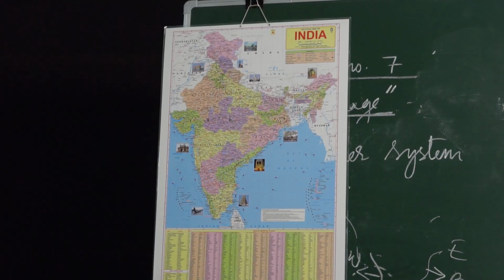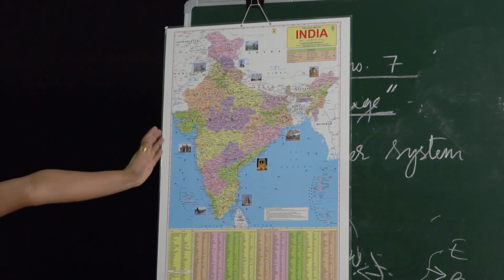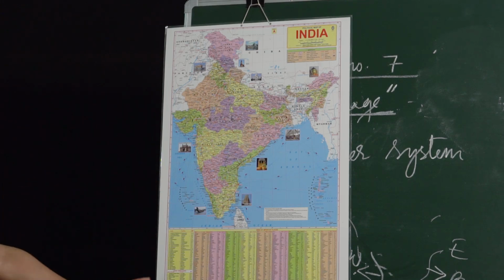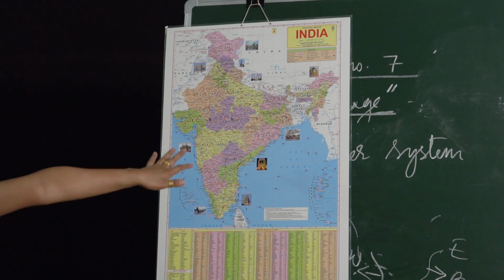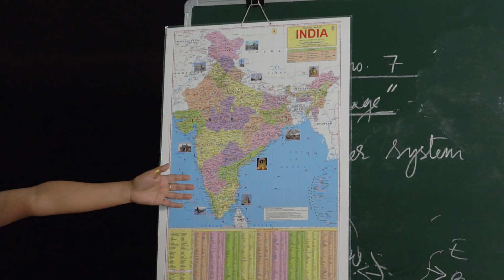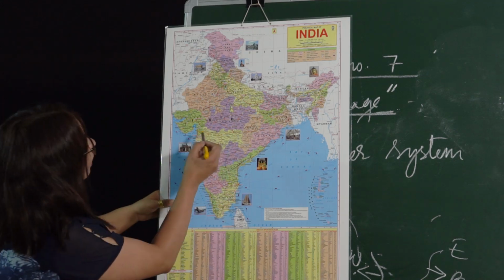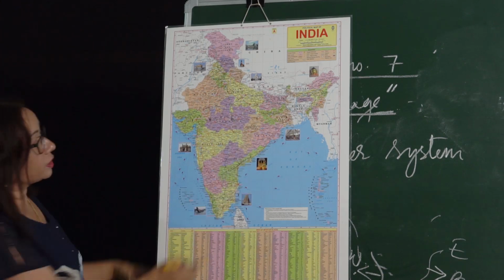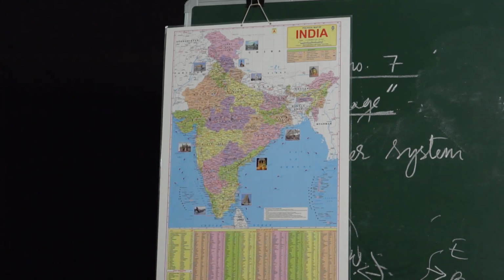So, it has the largest drainage basin, it is the largest river, so also it has the largest drainage basin among all the other peninsular rivers, and half is in Maharashtra and the rest is shared by Madhya Pradesh, Odisha and Karnataka. So, you can see on your map if you have your map with you.